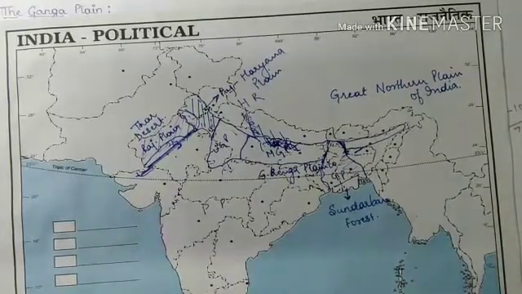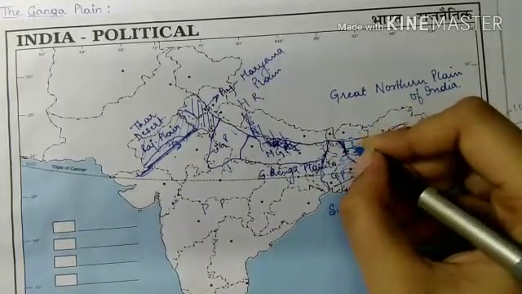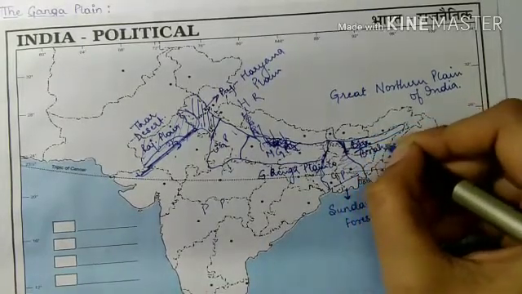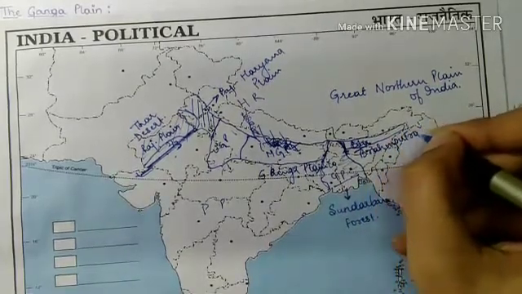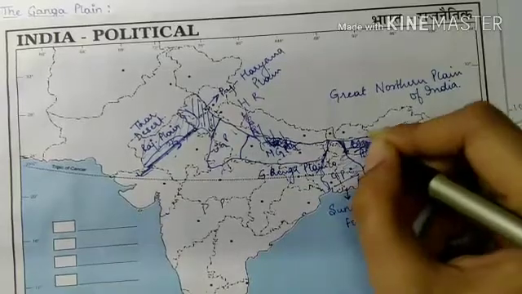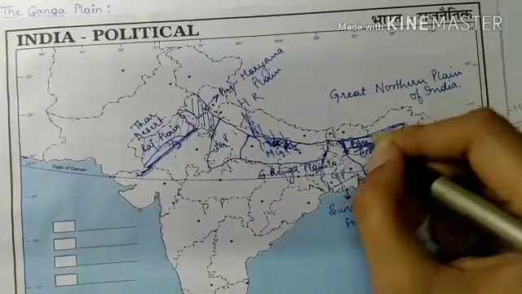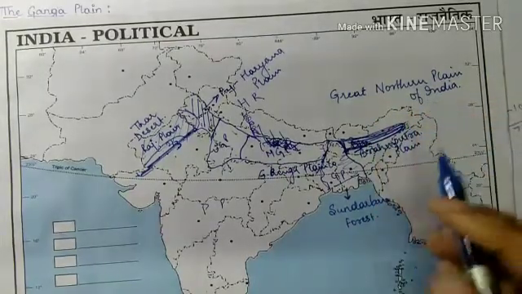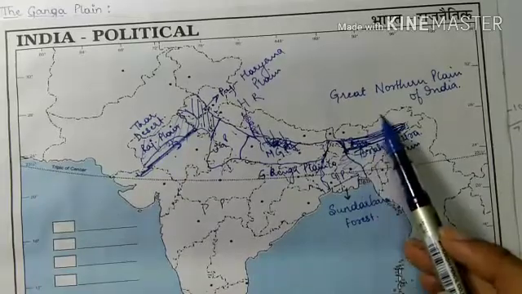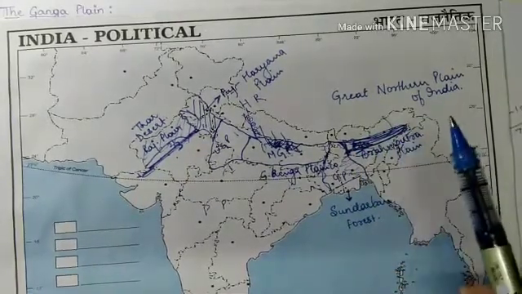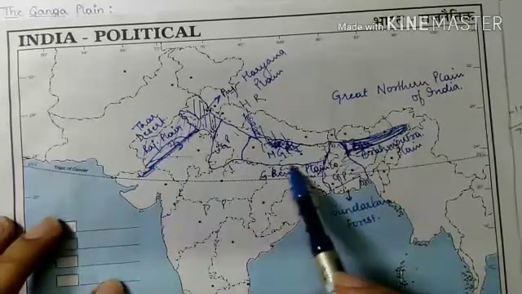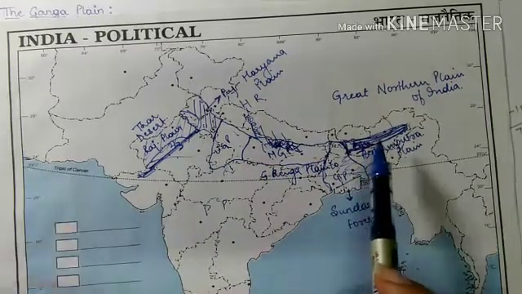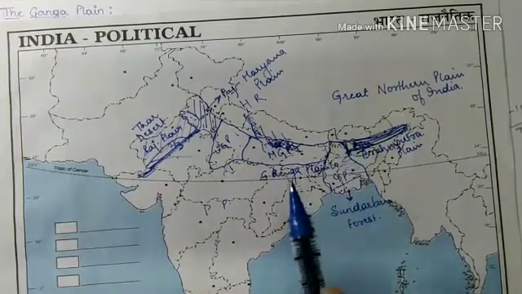Now lastly we have Brahmaputra Plain, which stretches in Assam. In Assam we have Brahmaputra Valley, and this whole area is covered by the sediment deposit of Brahmaputra. So this was the location of the Great Northern Plain. Now we will look into the significance of Northern Plain.